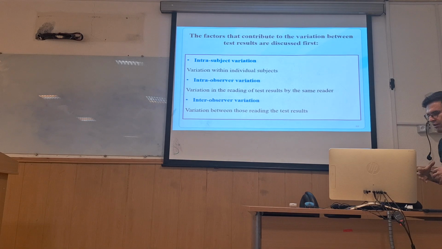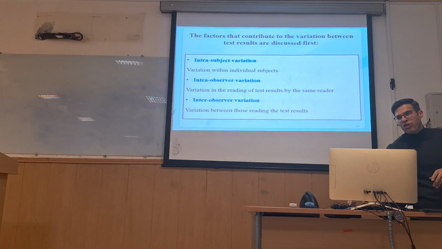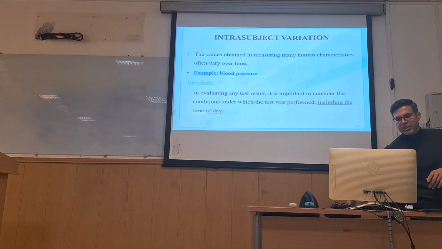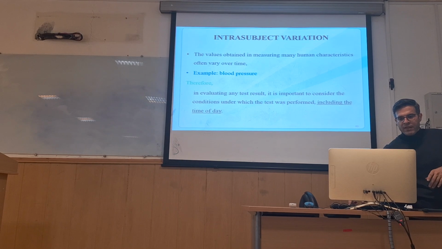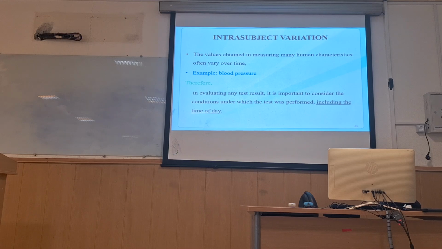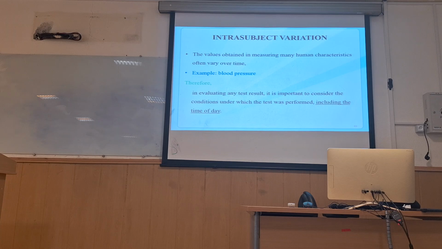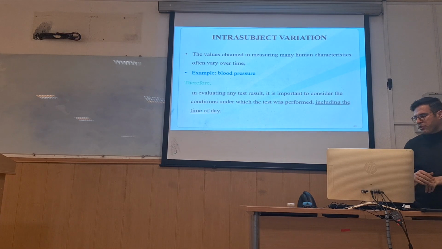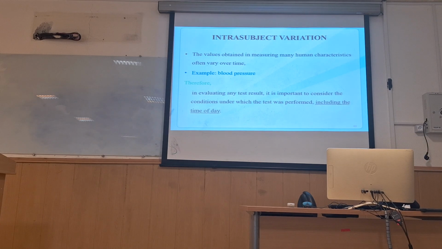So we can consider a lot of reasons for unreliability or for variation. Intra-subject variation: when we want to measure blood pressure, values obtained in measuring many human characteristics often vary over time. For example, in the morning, afternoon, and at night, your blood pressure can be different.